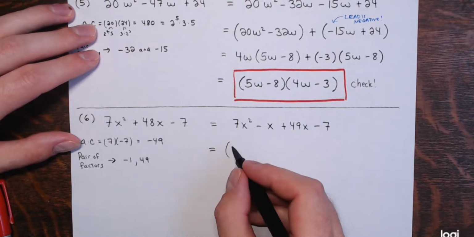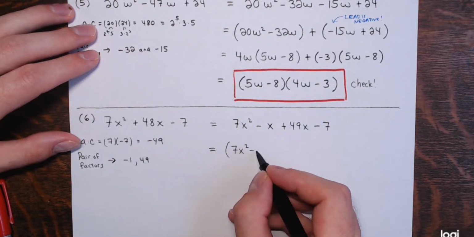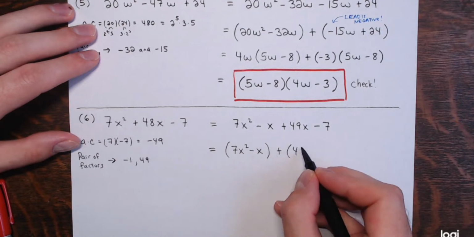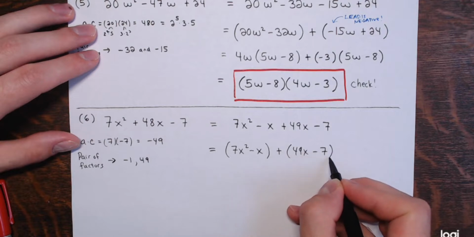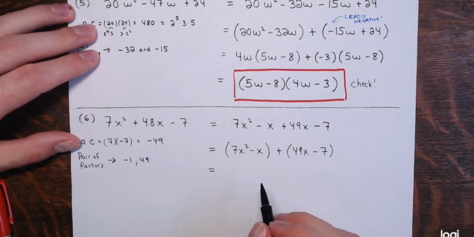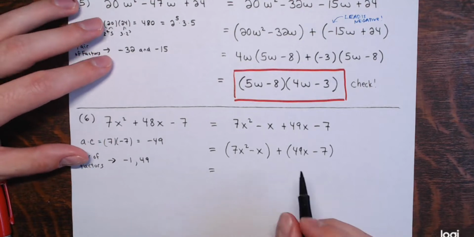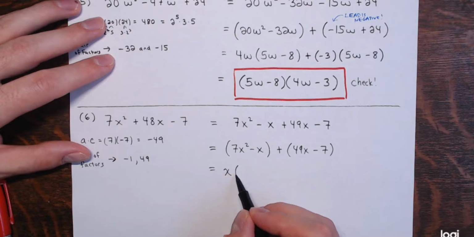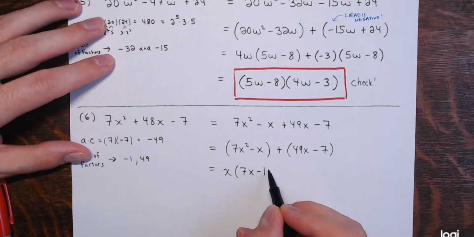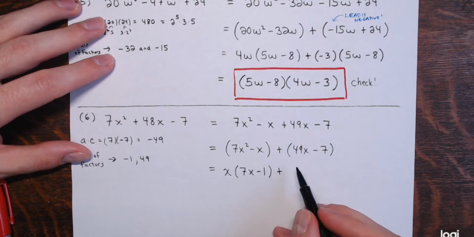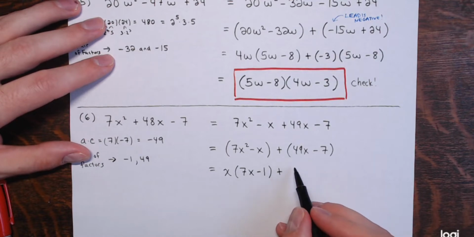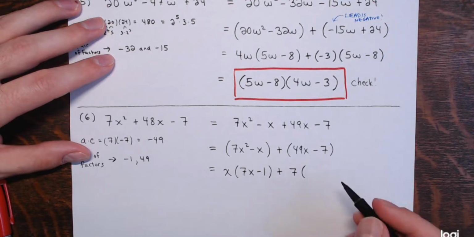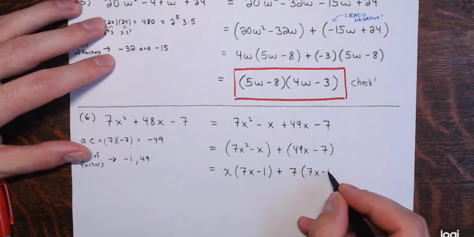Alright, now comes the grouping, where I break it in half. Group with the first two terms, 7x squared minus x, plus, and then a group with the second two terms, positive 49x, and then minus 7. I factor each group separately, pull the GCF out of each group. Greatest common factor of the first half is x, and I'd have 7x minus 1 left over, plus the greatest common factor here is 7, and it's a positive lead, so I pull just the GCF out, right? So 7 times 7x minus 1.